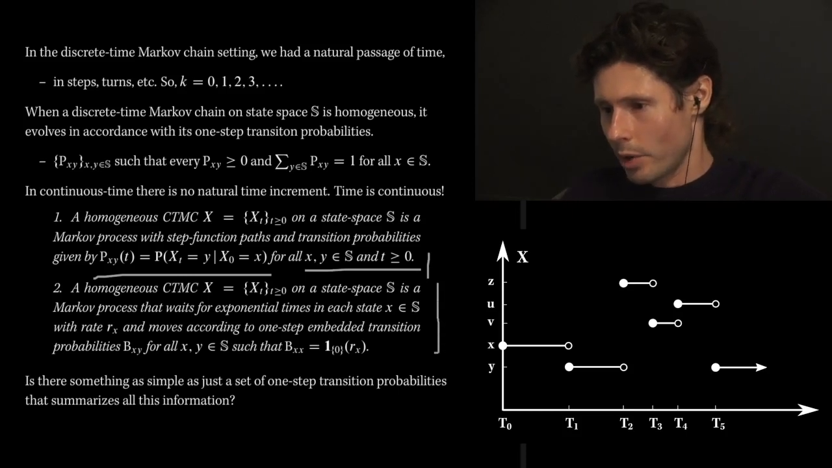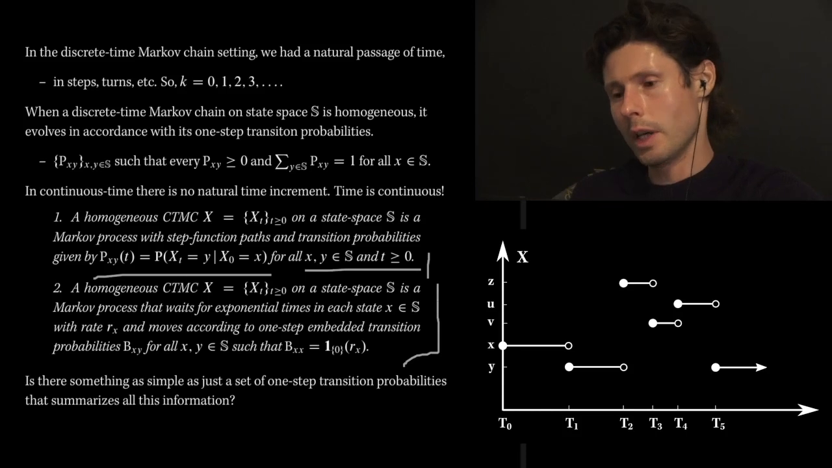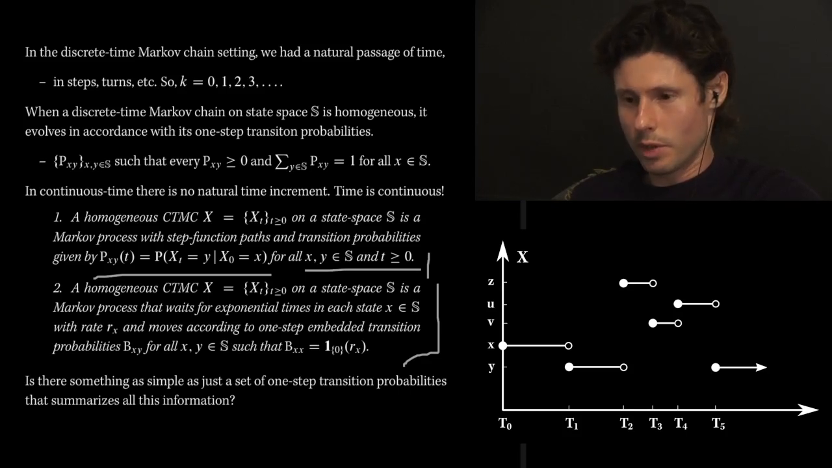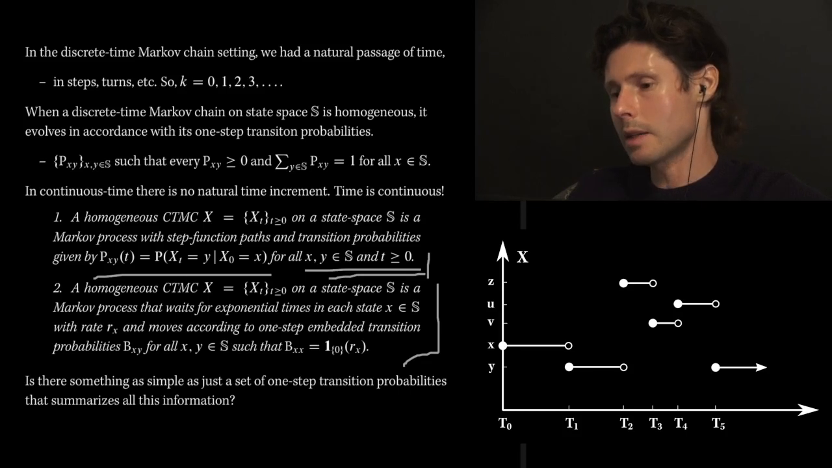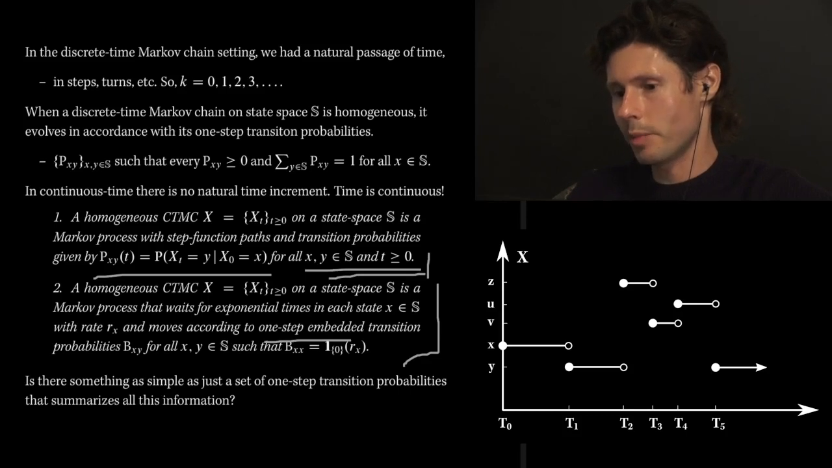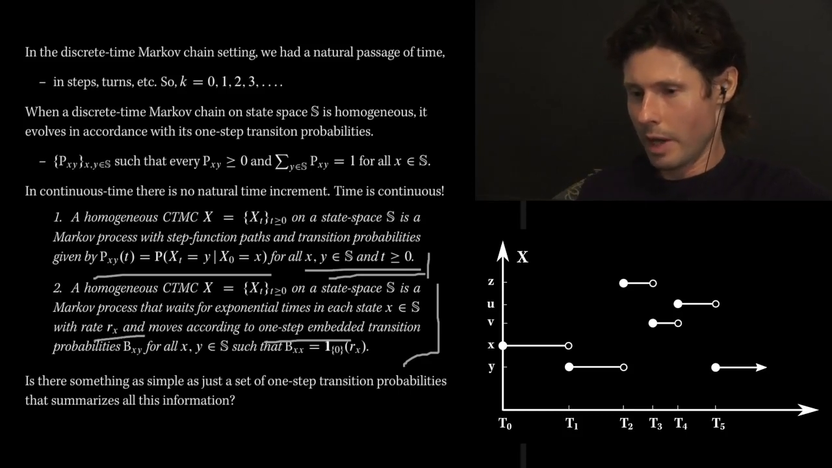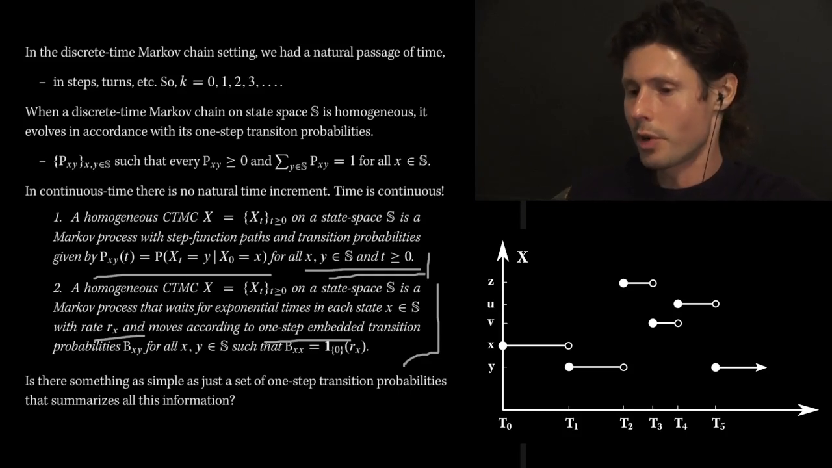There is something a little bit more similar in the second definition. The second definition is, again, you have a rate for every single state. That rate governs the rate of an exponential waiting time that you wait for in each state. And then there's the embedded chain, which actually does have one-step transition probabilities. So we've taken away some of this complexity of keeping infinitely many things, and we're now keeping one-step transition probabilities plus a bunch of numbers, rates for each state. So it's a little bit better, but still not as clean as things were in the discrete time setting. So I'm asking, is there something as simple as just one-step transition probabilities that summarizes all this information?